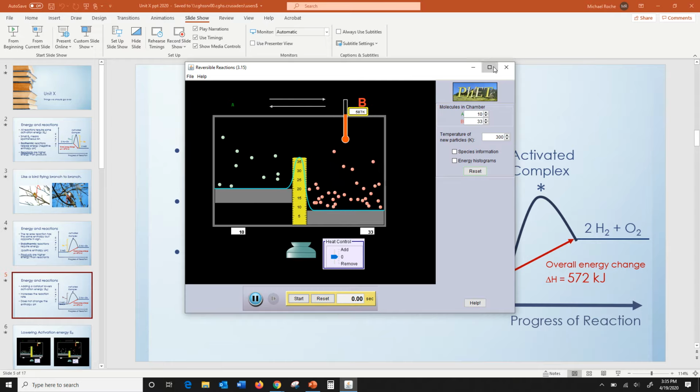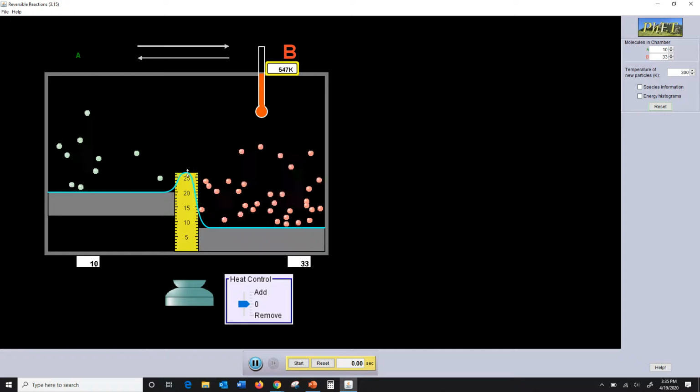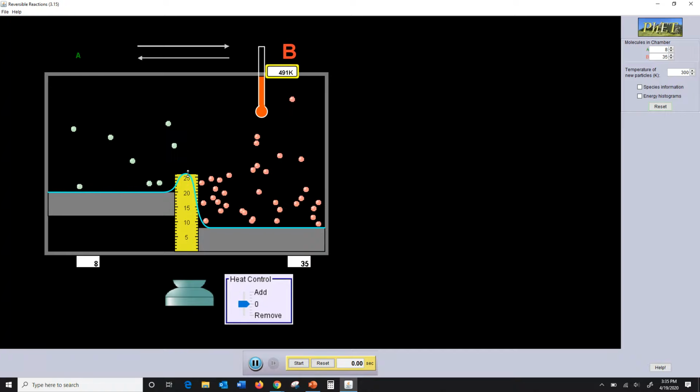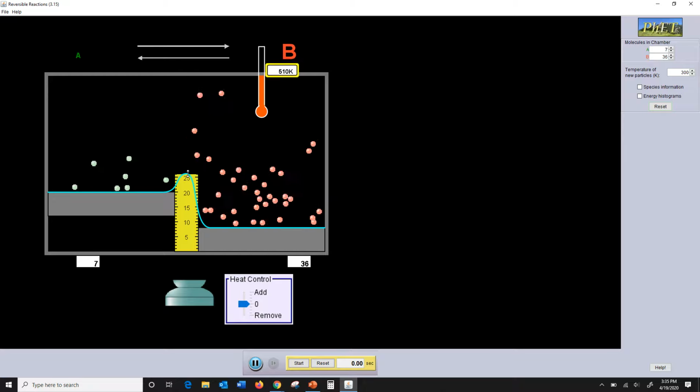So what a catalyst would do is lower this wall barrier, so now more things can get over, if that makes some sense. And now it's a little easier for those red things to become green and for those green things actually to go back to being red.